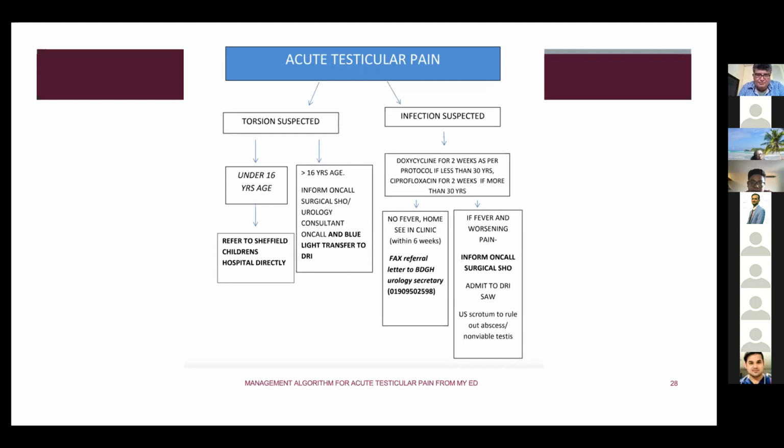If in DRI, we will need to consult with the surgical SHO or DRES or this specialty. And if infection is suspected, the antibiotic protocol as mentioned above should be followed. If there is fever and worsening pain, any systemic illness, or any signs of complications, the patient should be admitted.